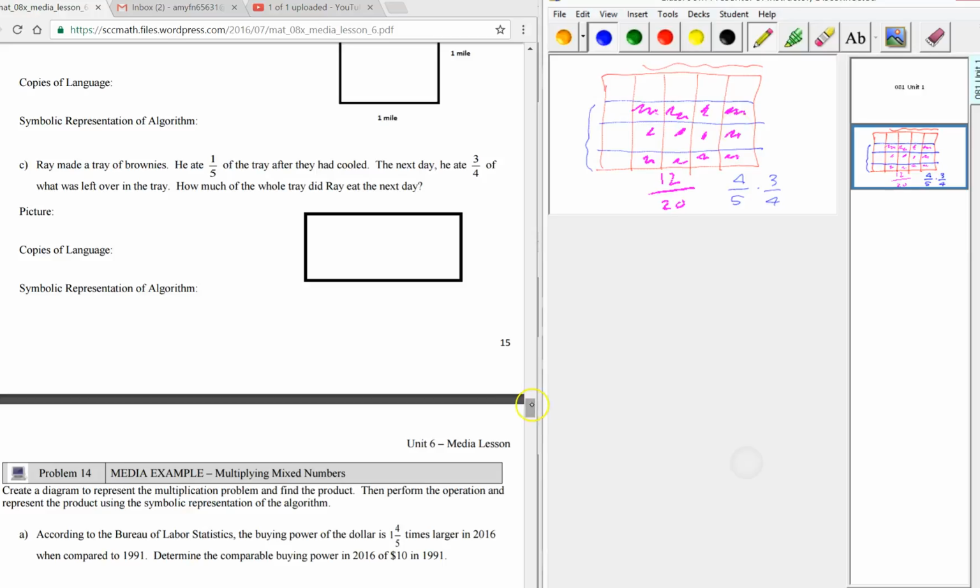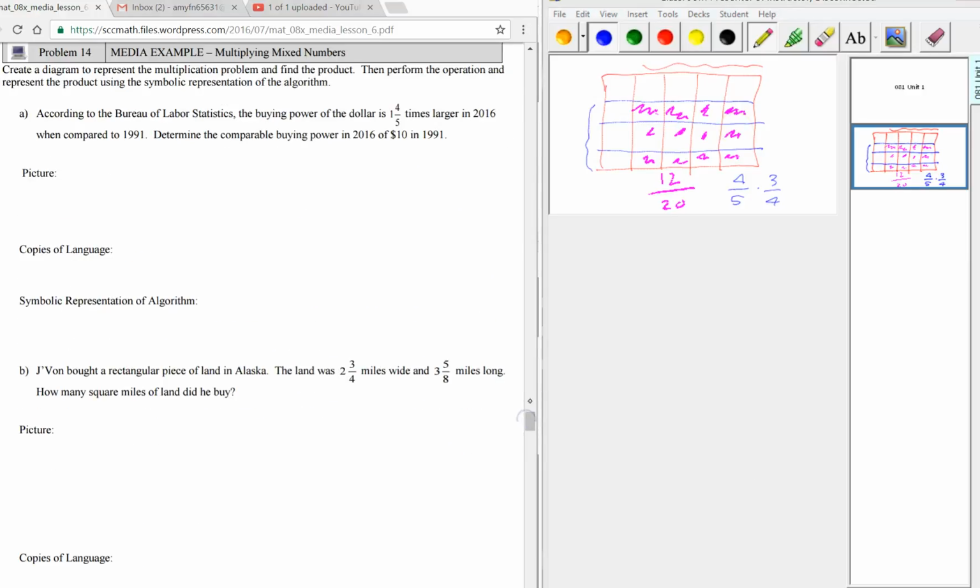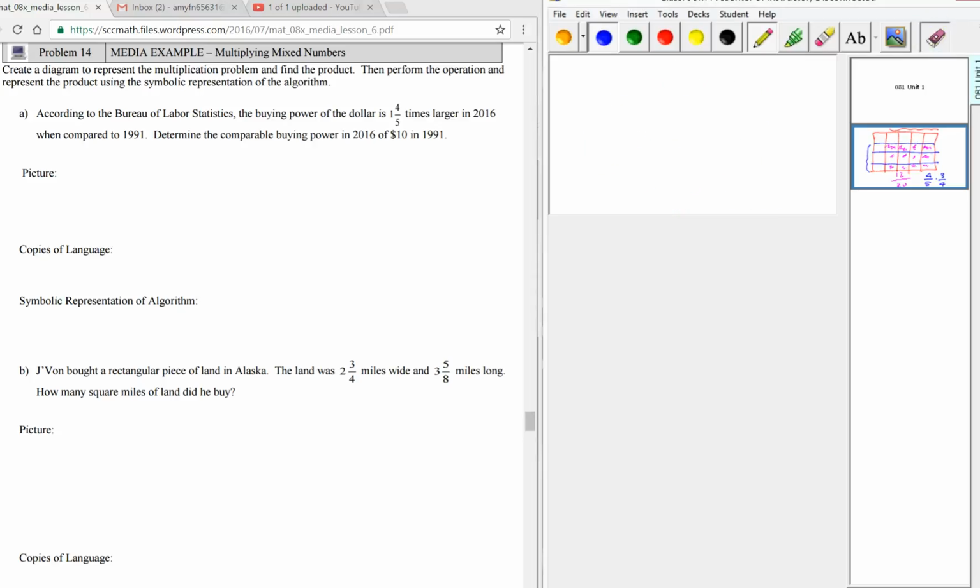Okay, let's look at, next we have multiplying mixed numbers. Okay. And this first problem is a nice problem because it's using multiplying by a mixed number where the number is a scalar, so something is times as large as. It's dimensionless and unitless, so let's just read and I'll explain more.